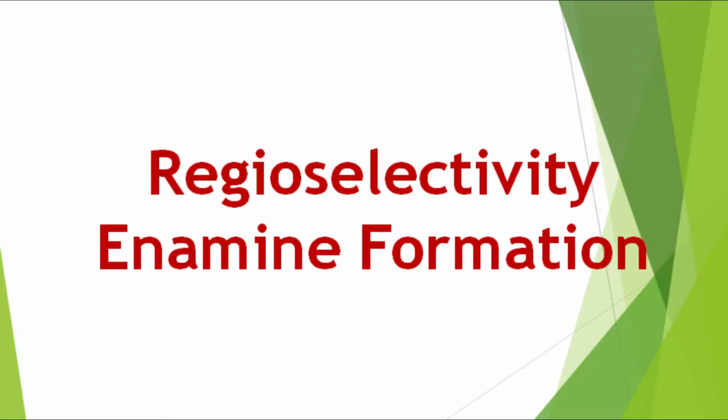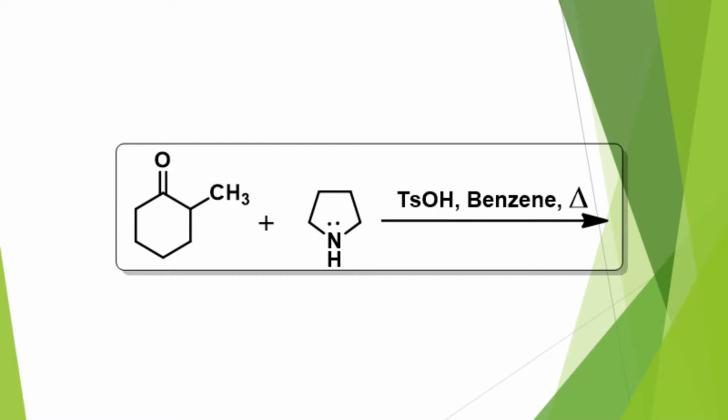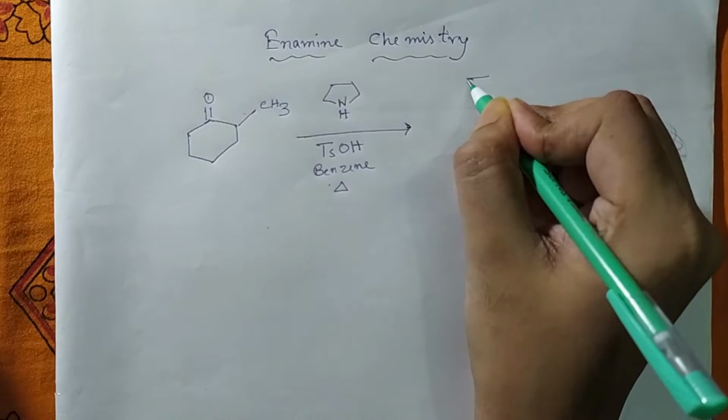Now we will talk about the regio-selectivity of enamine formation. We have taken an unsymmetrical cyclic ketone and a secondary amine, with the necessary conditions for enamine formation. TsOH acts as a proton donor. As this unsymmetrical ketone has two types of alpha protons, there is a possible chance of getting two types of regio-isomers of the enamine. So let's write both enamines one by one.